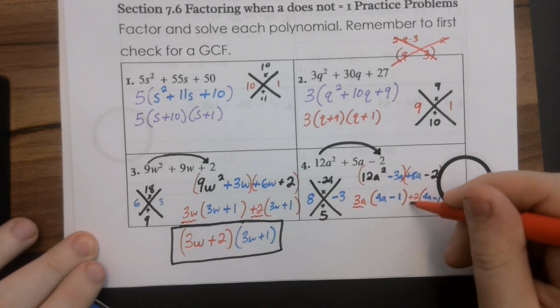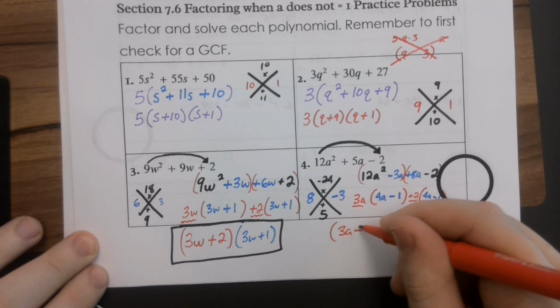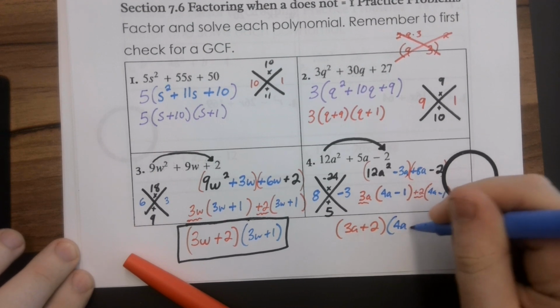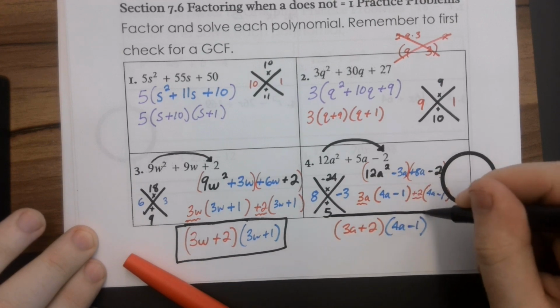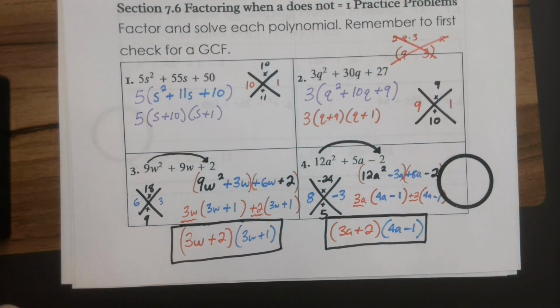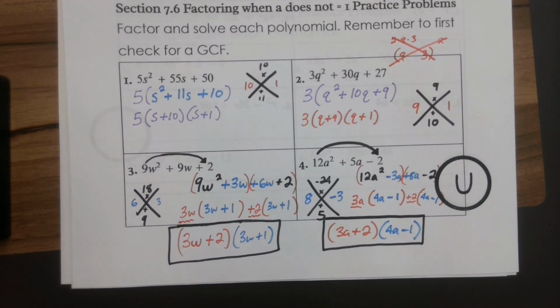All we need to do now is have what we took out be our first factor, and have what's left over in parentheses be our second. Our answer is 3a plus 2 times 4a minus 1. Done. If you did 7.6 correctly, write the letter U in the circle.